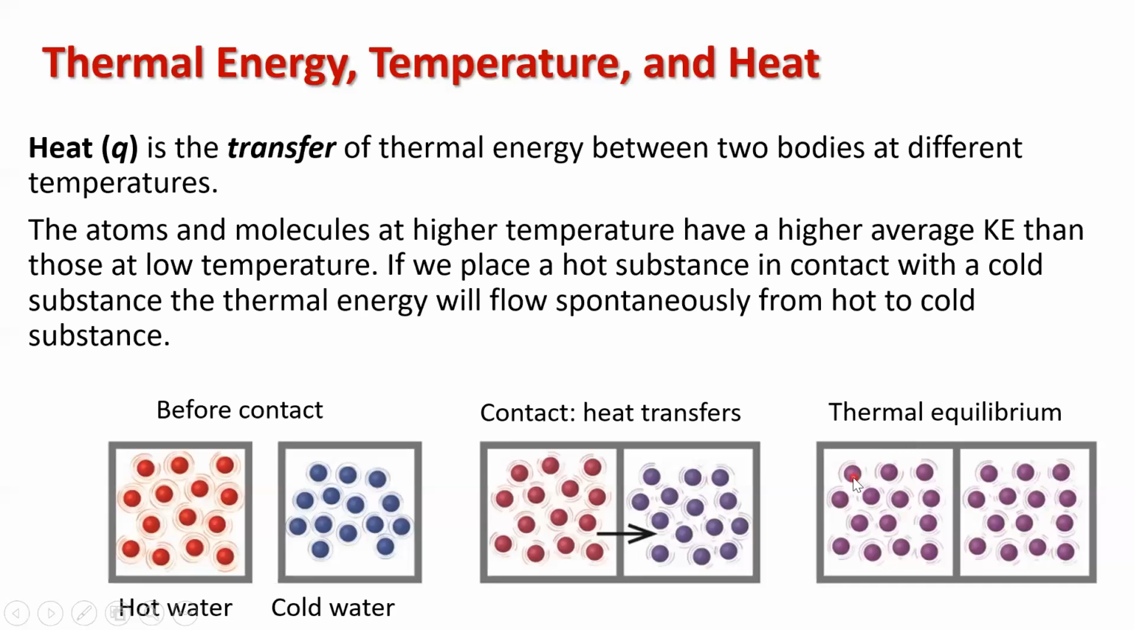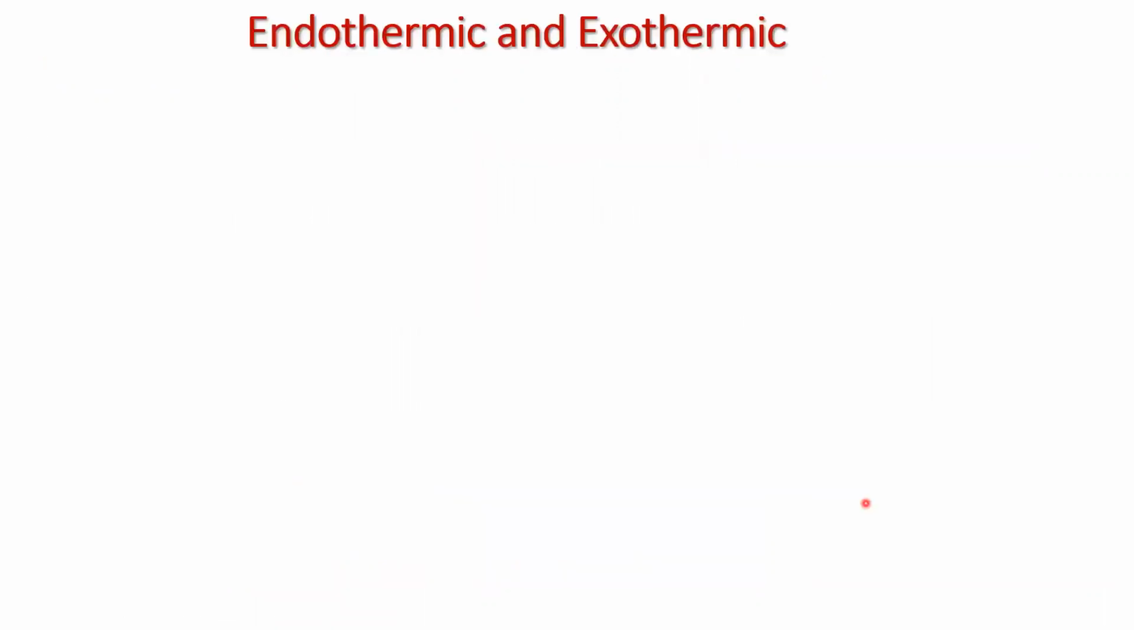Now, if this were not an insulated container, then maybe some of the energy from the system, what we're looking at here, might be transferred to the surroundings. But we're looking at a closed system here. So heat is the transfer of thermal energy from high to low until thermal equilibrium is established.